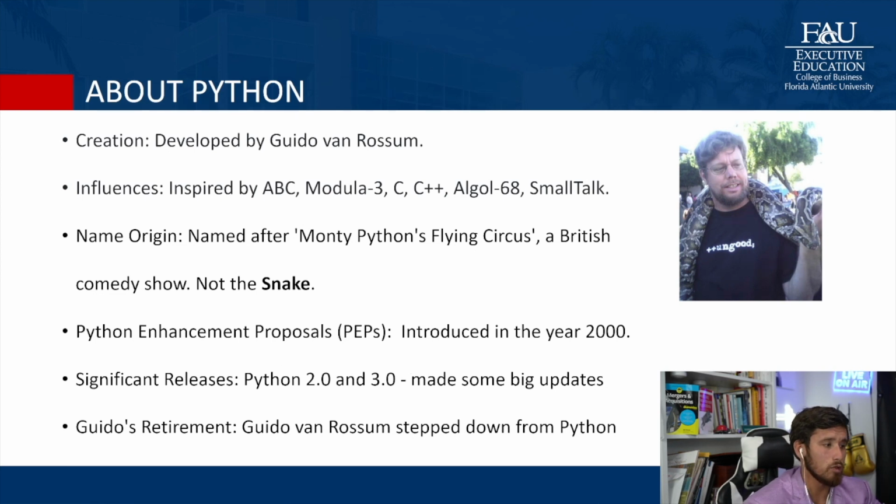Python Enhancement Proposals were a change in the Python scene in the year 2000. They allowed other developers to collaborate on Python and allowed it to grow its base and take a more collaborative approach. Python switched from 2.0 to 3.0 in 2008.